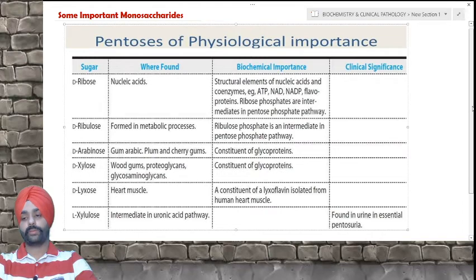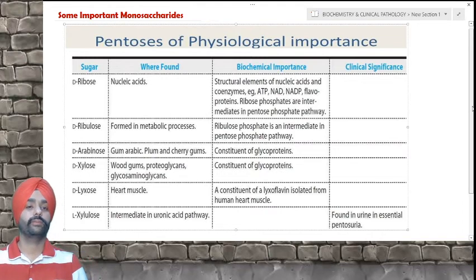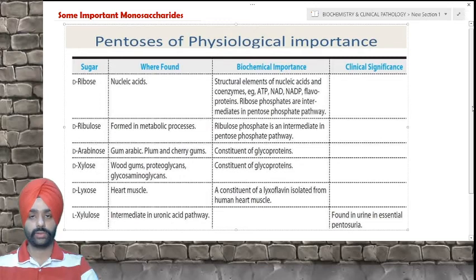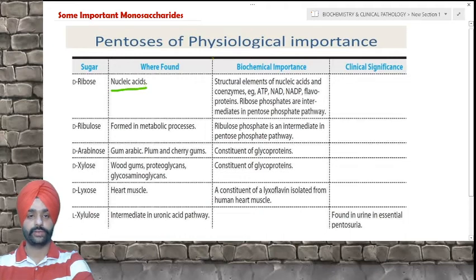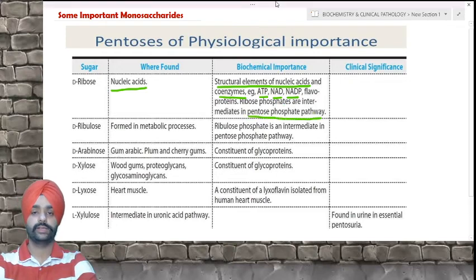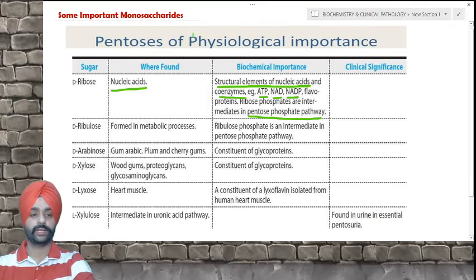So now these were the properties of monosaccharides. Now there are some important monosaccharides we should understand. What are these monosaccharides and their clinical importance or physiological importance? Number first, ribose. It is usually found in nucleic acids. This is a structural element of nucleic acids and coenzymes, for example ATP, NAD, NADP. Ribose phosphates are intermediates in pentose phosphate pathway.